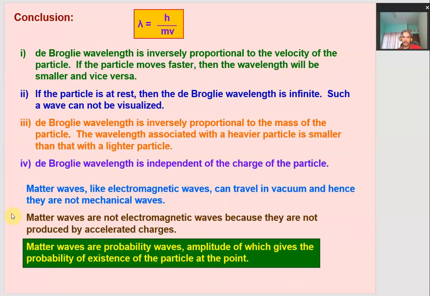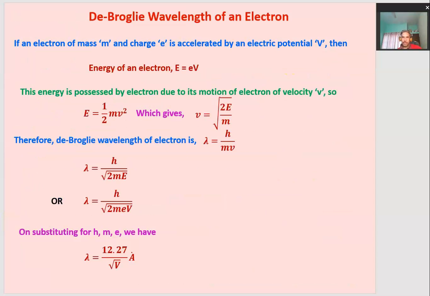Okay, so let us proceed ahead. On the same steps, we can calculate the wavelength associated with the matter wave of a moving electron. For an electron of mass m and charge e, when it is accelerated by some electric potential V volts, its energy can be written as E = eV, where e is the charge on the electron and V is the potential by which it is accelerated.